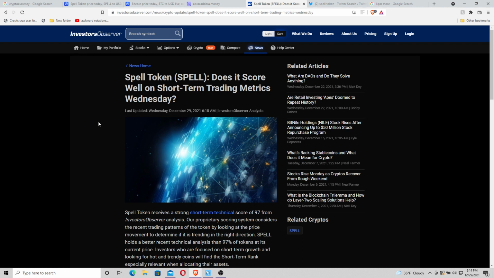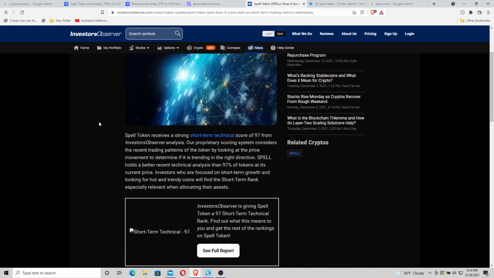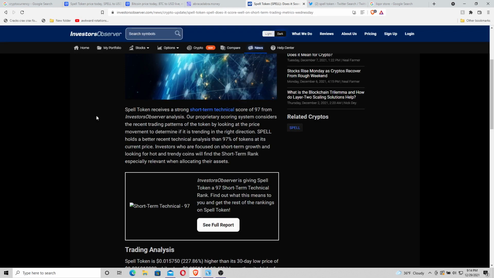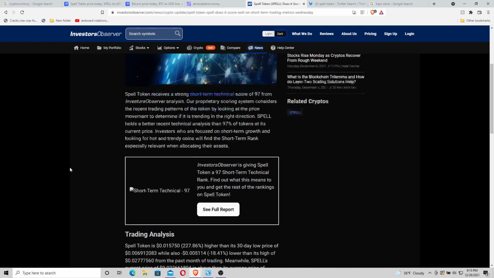So this is an Investors Observer article. It says, Spelltoken receives a strong short-term signal score of 97 from Investor Observer Analysis. A scoring system considering the recent trading patterns of the token, looking at the price movement to determine if it is trending in the right direction. Spell holds a better recent technical analysis than 97% of tokens at its current price. Investors who are focusing on short-term growth and looking for hot and trendy coins will find the short-term rank especially relevant when allocating their assets.